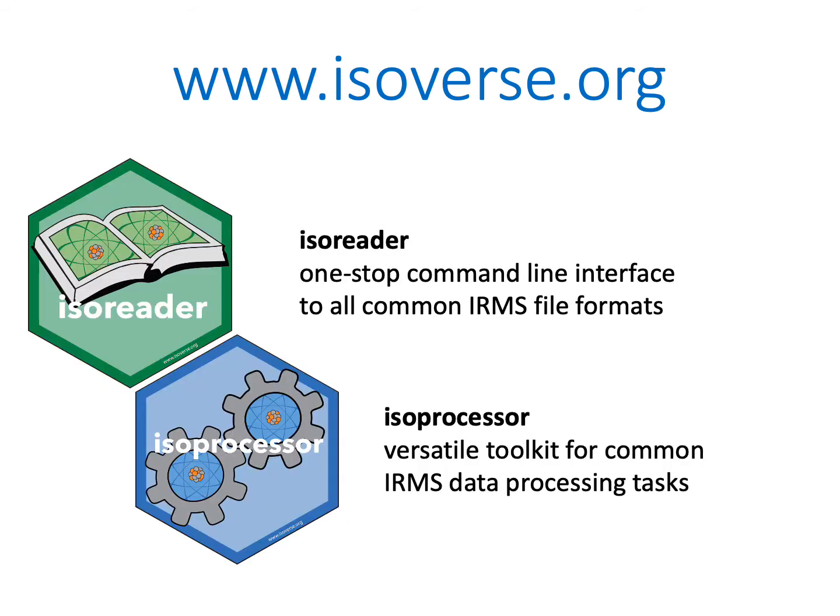The main two parts of isoverse that I want to introduce today are isoreader, which is envisioned as a one-stop command line interface to common isotope ratio mass spectrometry file formats, and isoprocessor, which is a toolkit for all kinds of data processing tasks and data visualization tasks that we often encounter in the world of stable isotope geochemistry.